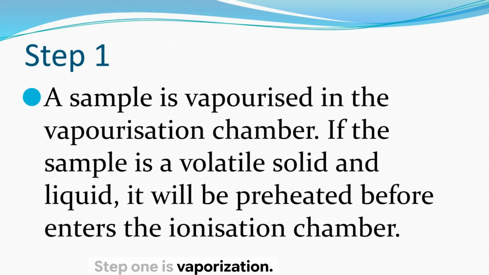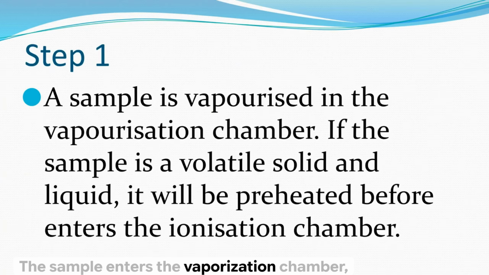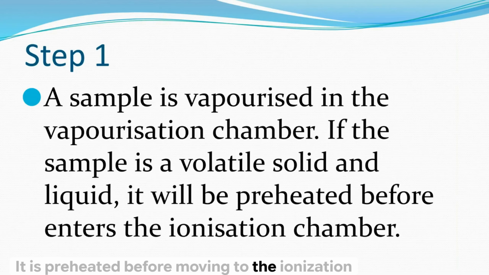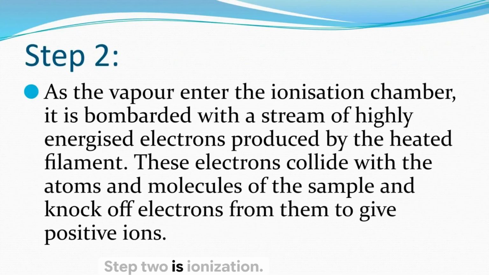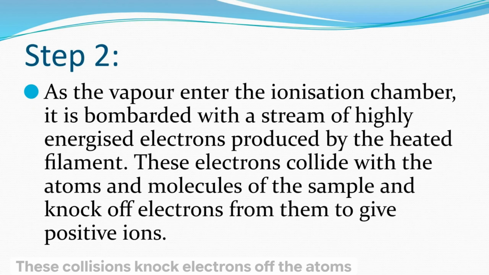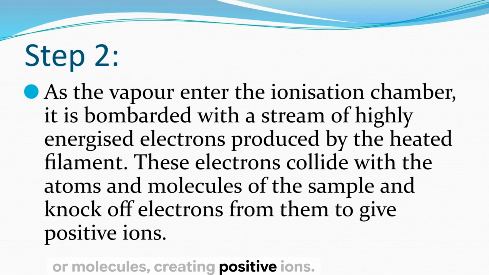Step 1 is vaporization. The sample enters the vaporization chamber, where it is vaporized. If it's a volatile solid or liquid, it is preheated before moving to the ionization chamber. Step 2 is ionization. As the vapor enters the chamber, it is bombarded by highly energized electrons from a heated filament. These collisions knock electrons off the atoms or molecules, creating positive ions.